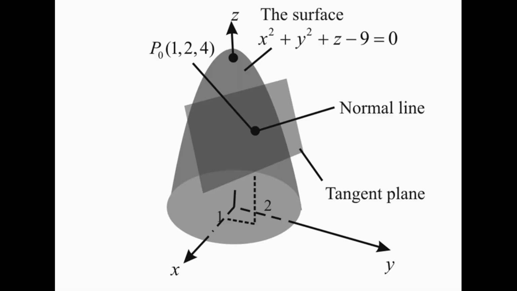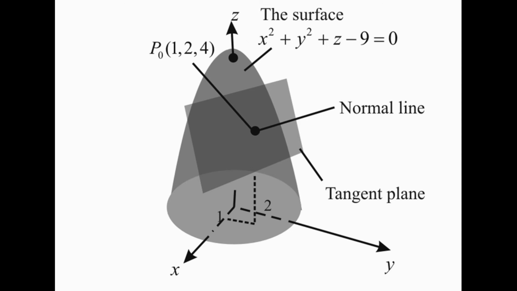Okay, consider this example. Here you can see a level surface of the paraboloid shape, and that paraboloid is the level surface of the function f of x, y, z equal to x square plus y square plus z minus 9. This is the level surface corresponding to the function f for the value 0. So this is the level surface. Instead of a sphere, we have here a paraboloid.